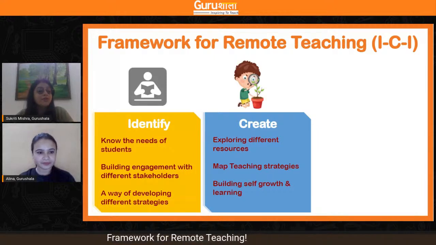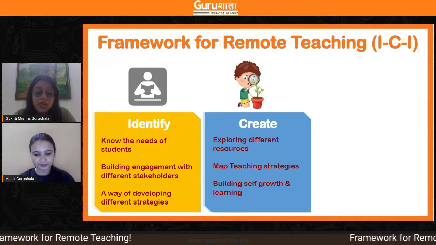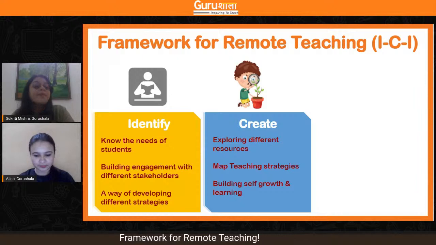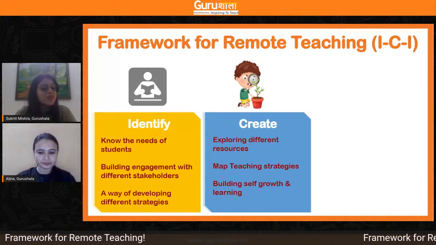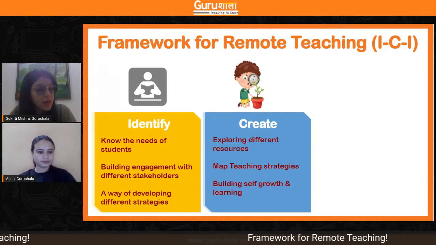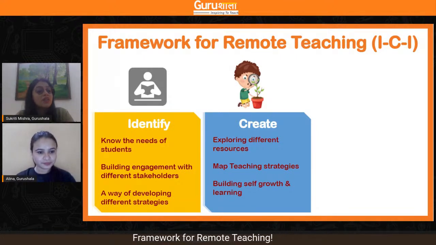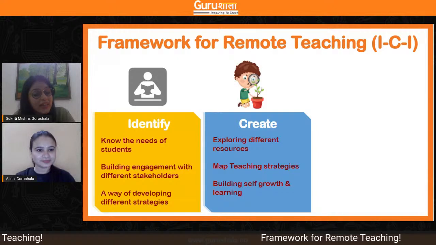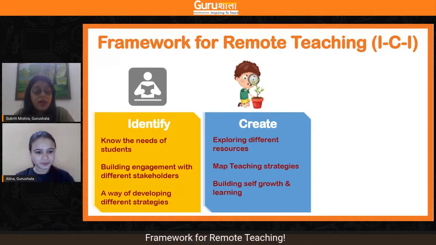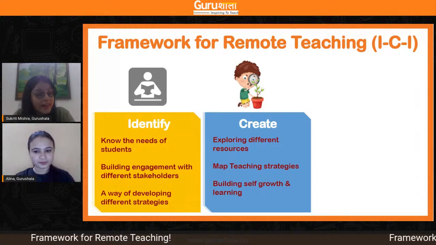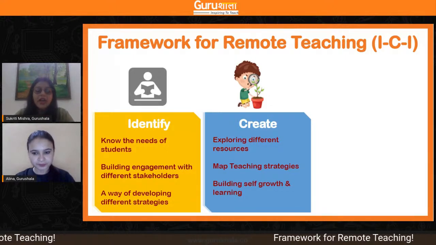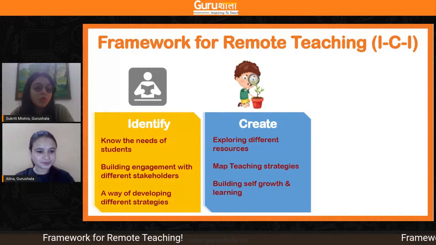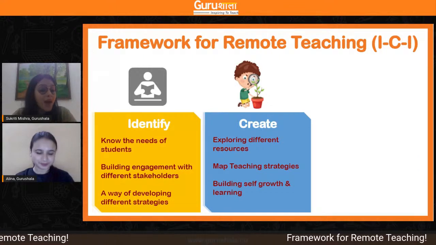Then they need to map different teaching strategies. Identifying teaching strategies is one thing, where you identify the multiple ones available, but mapping them is another thing. Certain strategies may work for particular subjects and not for others, or they may work for a particular level of classes and not for another. So teachers need to map these strategies according to the needs of their students and their classroom. And finally, they need to build self growth and learning. What this means is that after identifying the needs of students, you need to realize that this year has taught us that it is very important to keep many more things in mind while teaching students, apart from just academic learning.